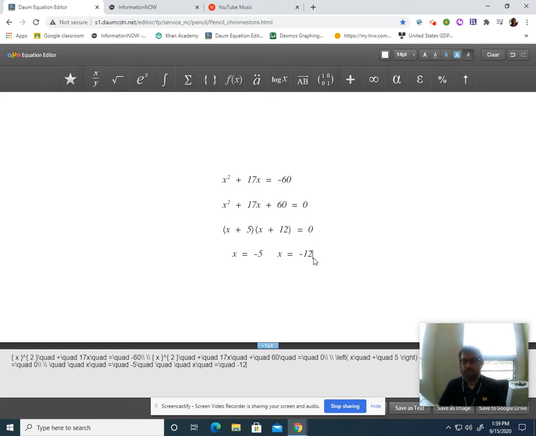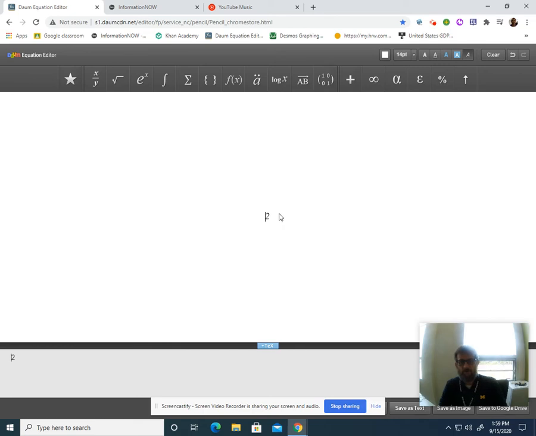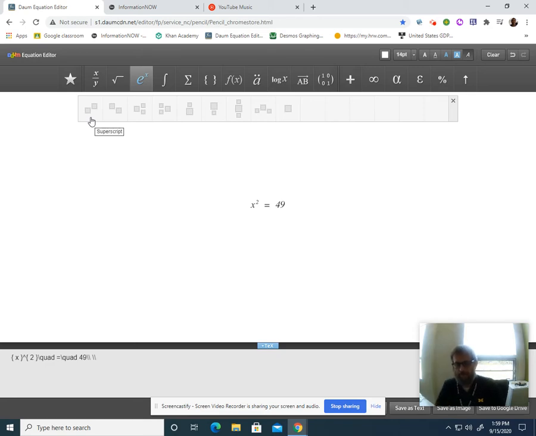Well, there's going to be situations where things don't factor. So what happens when we get into a situation where things don't factor? Well, there's a couple of special ones. So there's this situation which says x squared equals 49. Well, what are the answers to that?